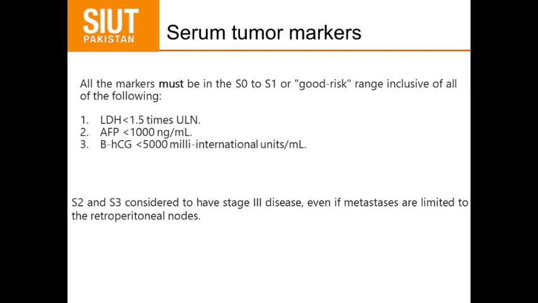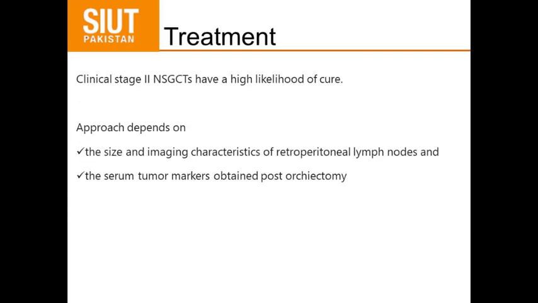So alpha fetoprotein levels should be less than 1000 nanogram per ml, and beta HCG less than 5000 milli-international units per ml. If S2 or S3 level is found, then they are considered to be stage 3 disease, even if there is no metastasis beyond retroperitoneal nodes. So treatment: the clinical stage 2 non-seminomatous germ cell tumor has a high likelihood of cure, and the approach depends upon the size and imaging characteristics of retroperitoneal lymph nodes and the serum tumor markers obtained post orchiectomy.